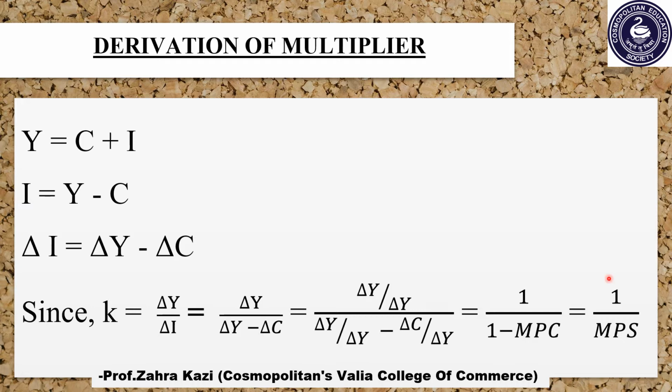As we already know further, the value of multiplier is the reciprocal of MPS, which is equal to 1 minus MPC. So that is why 1 minus MPC, we substitute by MPS. Thus the final formula that we get is K, that is multiplier, is equal to 1 upon MPS.